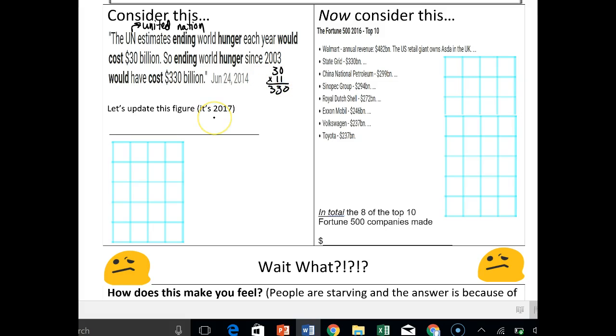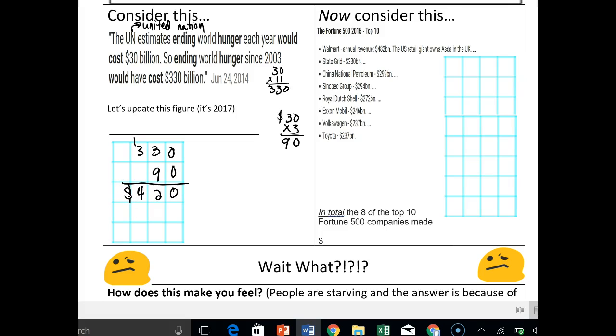So let's update this number. Since we're in the year 2017, we have to add 3 more years of this 30 billion. So let's think 30 billion times 3 more years. That costs 90 billion. So let's add 90 billion to the 330 billion that they said it was already going to cost. So ending world hunger, if we started in 2003 and we went until today, would cost us $420 billion. That seems like a lot of money, right?